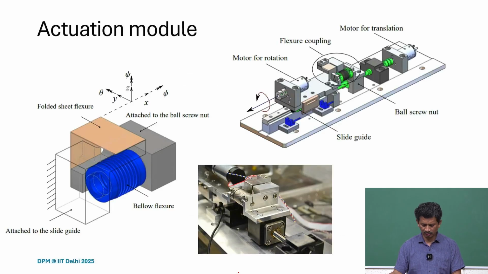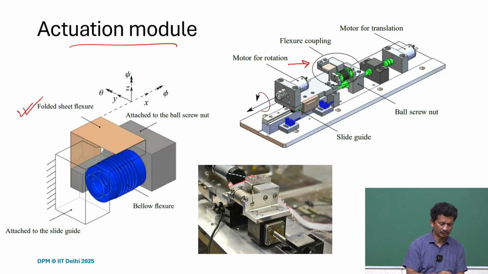So this I have discussed earlier. For the medical device application, we talked about the actuation module, just to get a linear actuation without getting affected by misalignment and offset, and how to connect so that we don't have to really align the two axes. So we have discussed that, and we used the folded sheet flexure and bellow flexures, and we developed this.